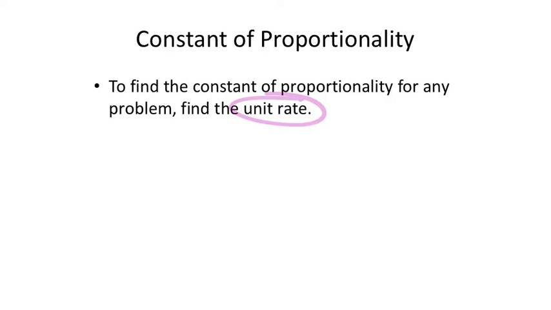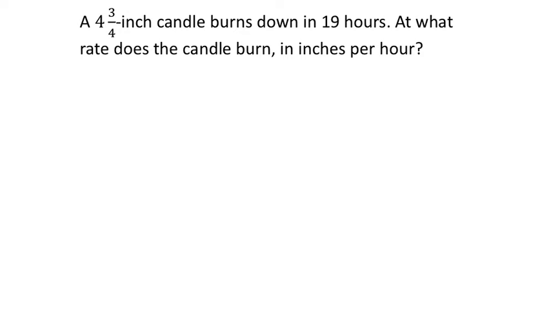The 83 cents per orange, that is the unit rate, therefore it is also the constant of proportionality. They are exactly the same thing. So we've gone over unit rates, and so I kind of feel comfortable saying that we can move forward with this constant of proportionality thing.